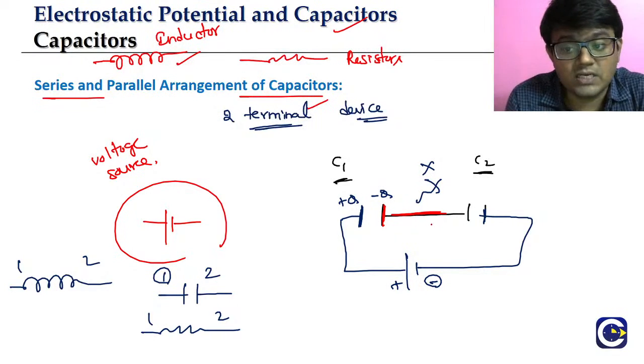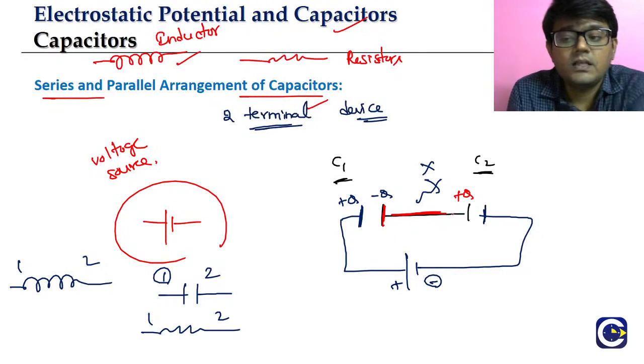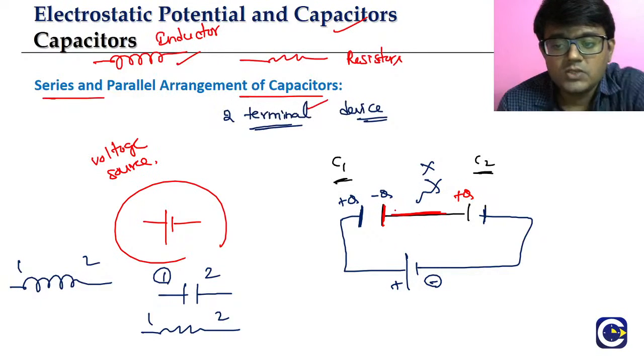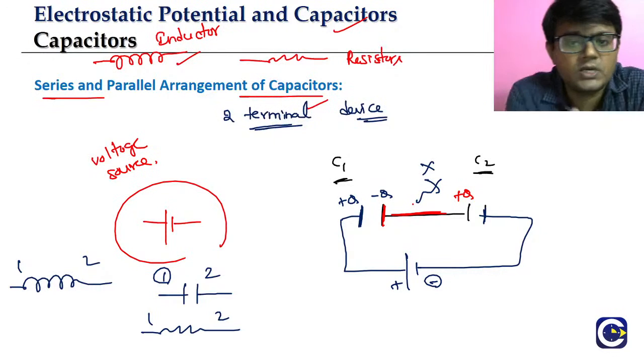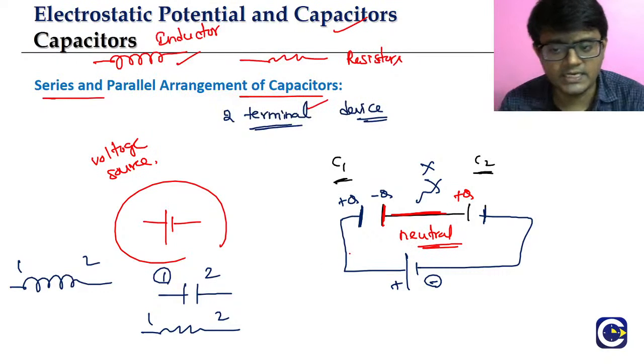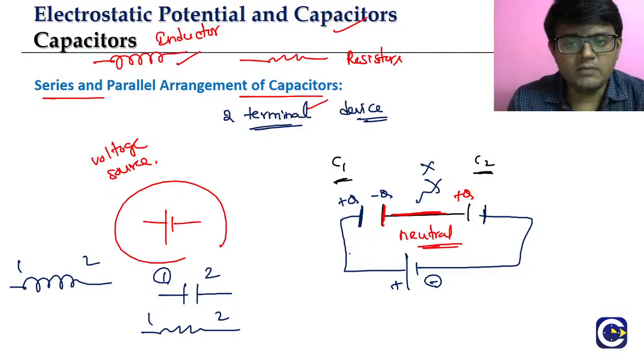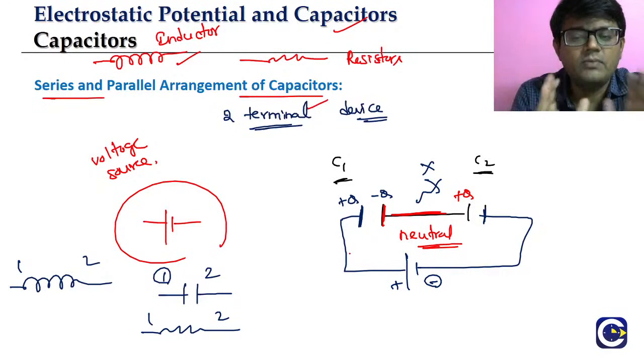But the wire is neutral, so it will supply a plus Q to the plate of capacitor 2. So if this plate is getting minus Q, the other side has to give plus Q, so that the wire is neutral. A wire cannot get any charge; the wire has to be neutral, right? If this side is giving minus Q, then the other side will be plus Q, so that the wire will always be neutral.